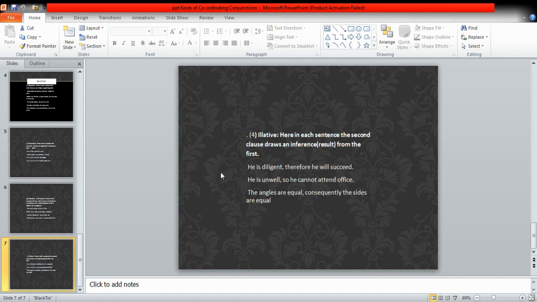So I think your idea with all these kinds of coordinating conjunction would be quite clear by now, and you have to revise them as many times as possible. If your idea with all these kinds is clear, then it will not be difficult for you to identify or recognize them over there in the paper.